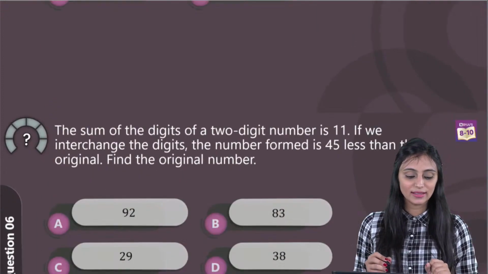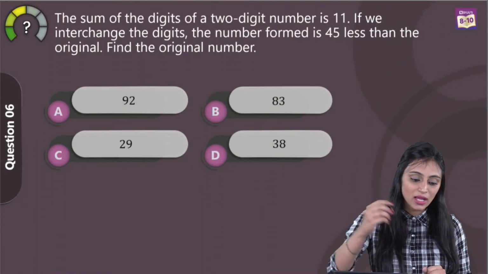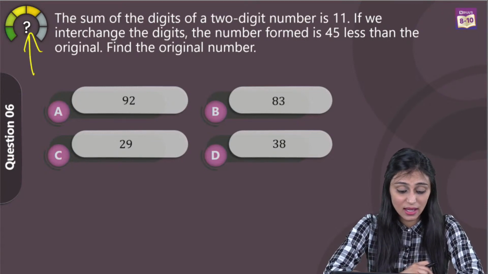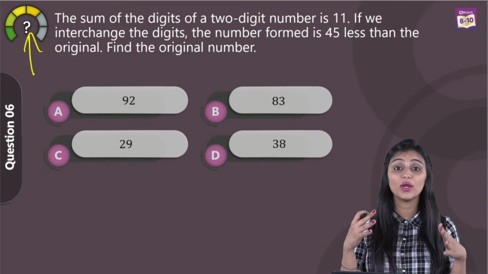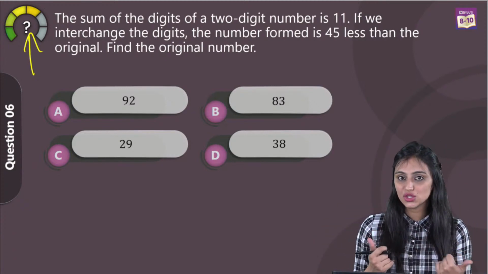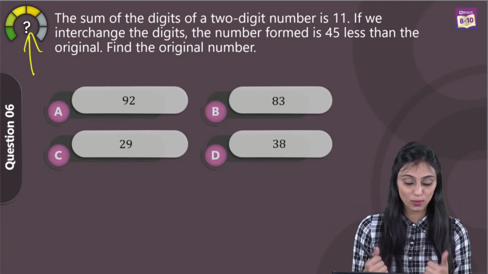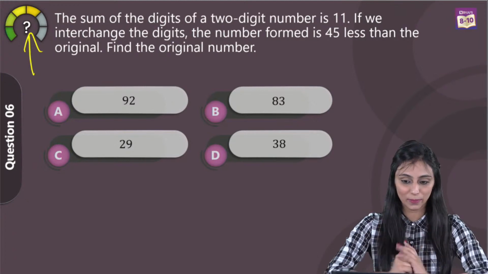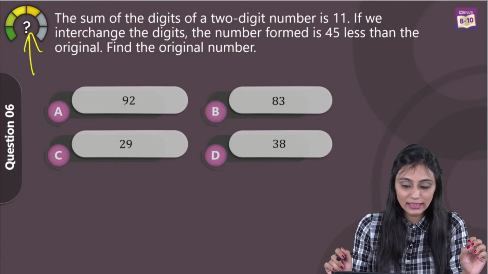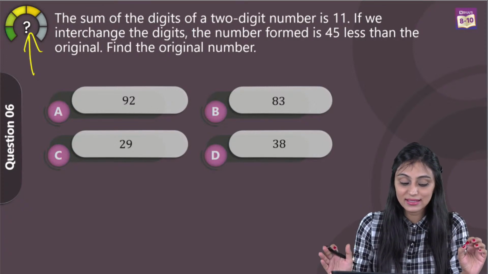Now let's take a look at the next one, which is question number 6. Now you can see that this is a moderate level one. It says, and this is a digit problem. See, in this session, I'm going to discuss all the types of problems that you have in your books, like we just discussed the fraction problem. Now this is the digit problem. The sum of the digits of a 2-digit number is 11. If we interchange the digits, the number formed is 45 less than the original.